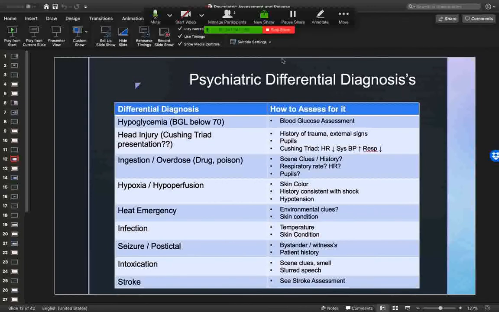All right, so psychiatric differential diagnoses. This is really, we have to memorize this, okay, guys?